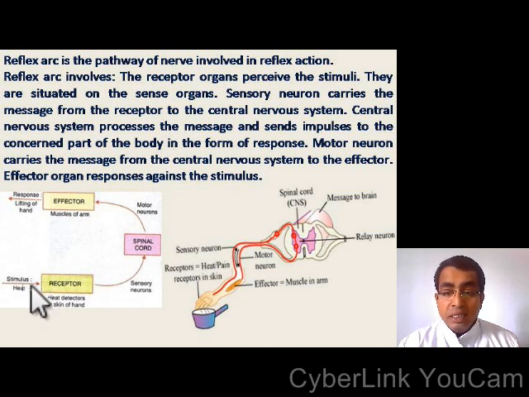The stimulus is received by the receptor, the sensory neuron carries the message from the receptor to the central nervous system, the central nervous system processes the message, and the motor neuron carries the message from the central nervous system to the effector organ, and the effector organ responds against the stimulus. This is the reflex arc. So reflex arc is the pathway of nerve involved in reflex action.